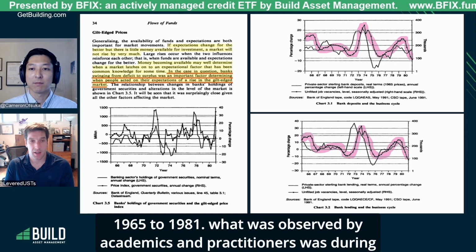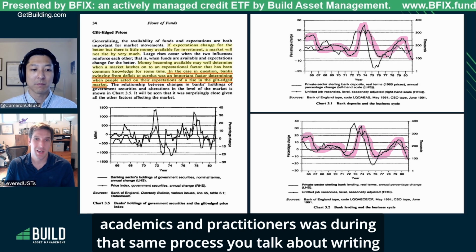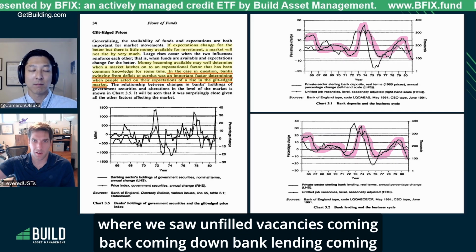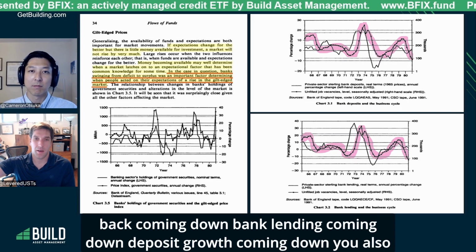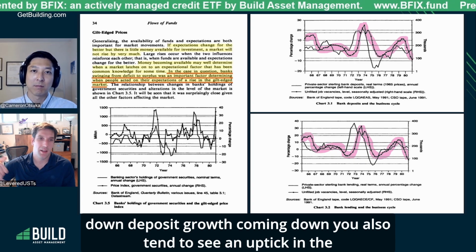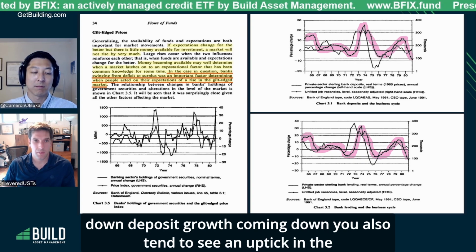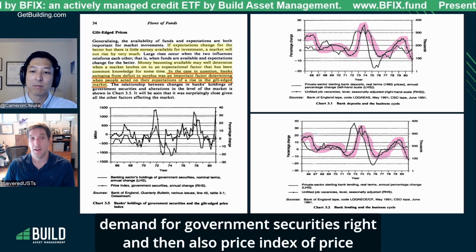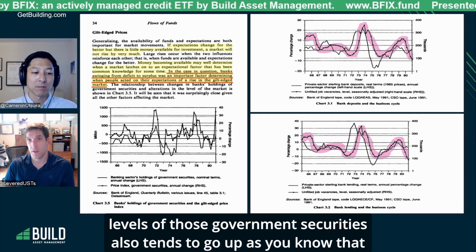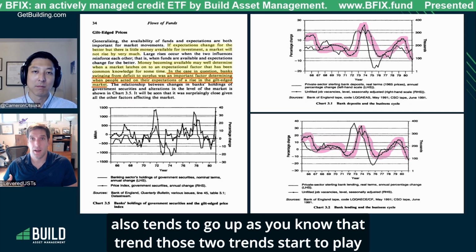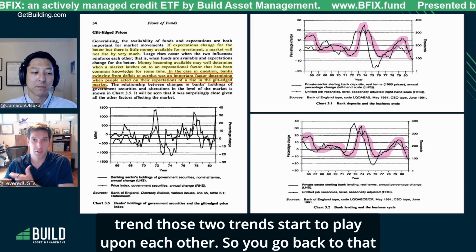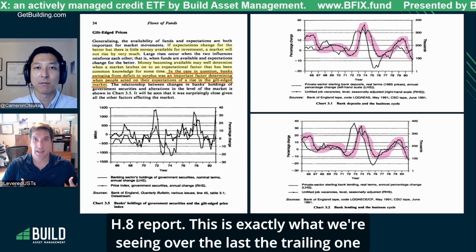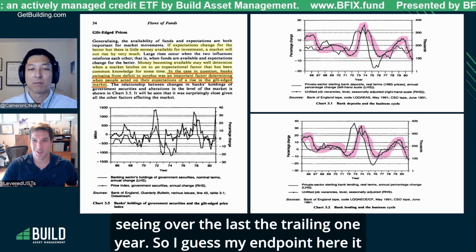What was observed by academics and practitioners was during that same process, I talked about that period, 74 to 76, where we saw unfilled vacancies coming down, bank lending coming down, deposit growth coming down. You also tend to see an uptick in the demand for government securities, right? And the price levels of those government securities also tend to go up as those two trends start to play upon each other. So you go back to that H.8 report. This is exactly what we're seeing over the trailing 1 year.